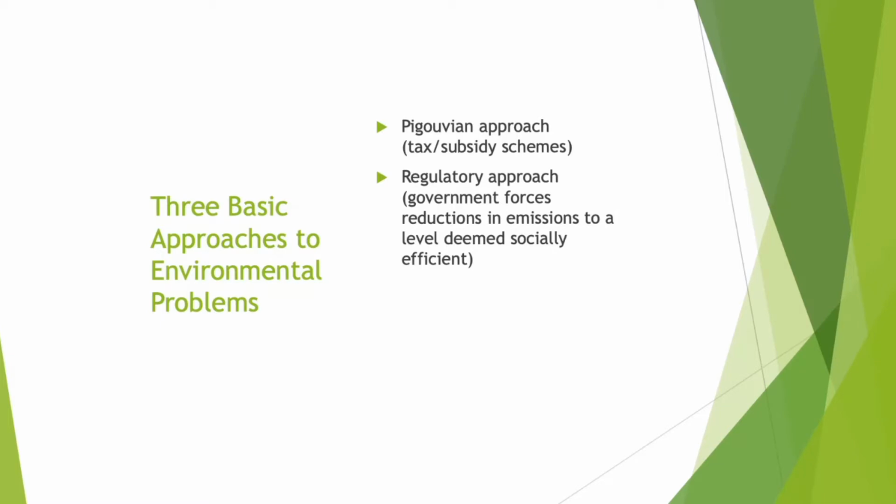The regulatory approach is also very, very common. Of course, the EPA is the federal regulatory agency in the United States that promulgates all of these regulations to try to reduce pollution. And in that case, you've got government trying to force reductions in emissions to a level that is deemed socially efficient. And then you've got a kind of a property rights-based approach.